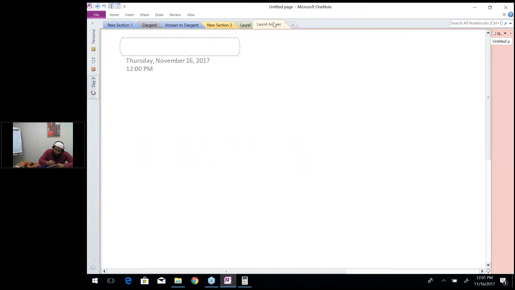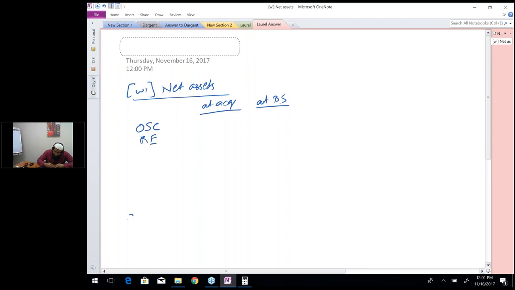So for goodwill, we need to prepare working number 1, net assets. But this time net assets at acquisition would be sufficient. We are not going to be required to prepare the net assets at balance sheet. But if you want, you can prepare this in parallel. It is not required, but you can perform this. And normally we have a share capital and the retained earnings. And after this, we have to prepare working number 2, which is goodwill.